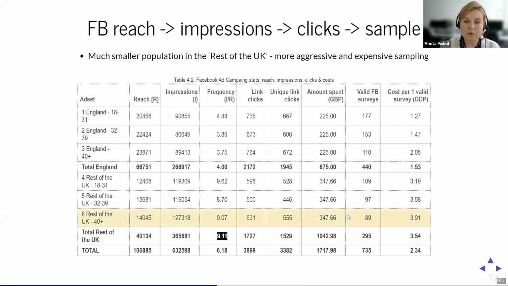Although the final sample was smaller in the rest of the UK, the respondent was much more expensive, 2.5 times more expensive than in England. So the price for England, you can see, is £1.50, and the price outside England is £3.50. But this is probably quite common. If the population is smaller, you have to place more resources.